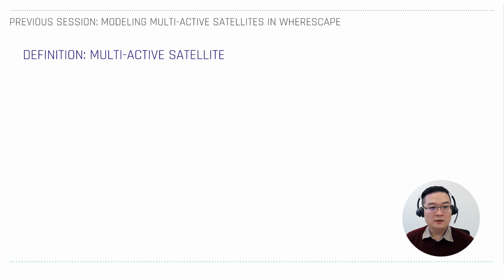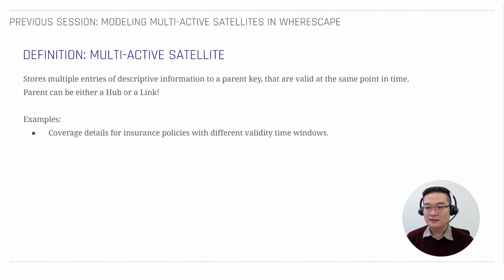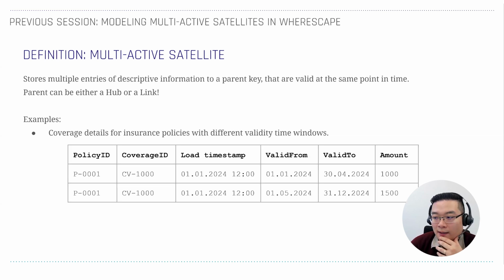Just a quick reminder, from the previous session we had this example when talking about multi-active satellites. A multi-active satellite, by definition, stores multiple entries with descriptive information that are active, or valid, at the same point in time. And the parent of a multi-active satellite can be either a hub or a link, right? The example at hand was about coverage details for insurance policies, but with different validity time windows.